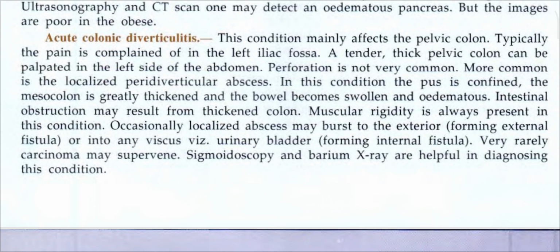Abdomen, perforation is not very common. More common is the localized pericolic abscess. In this condition, the pus is confined, the mesocolon is greatly thickened, and the bowel becomes swollen and edematous. Intestinal obstruction may result from the thickened colon. Muscular rigidity is always present in this condition.